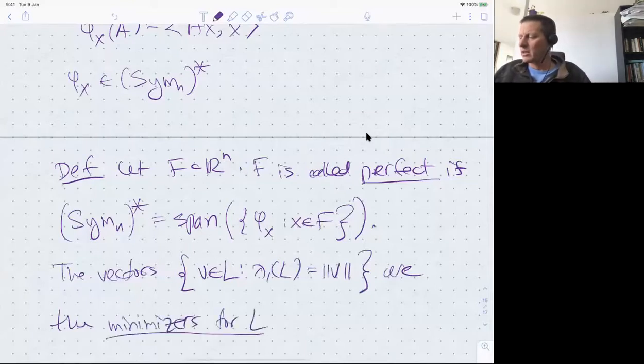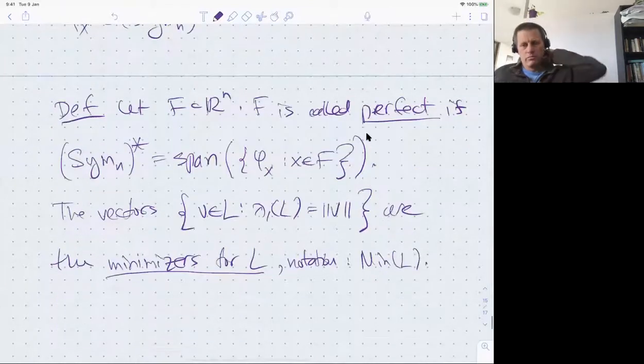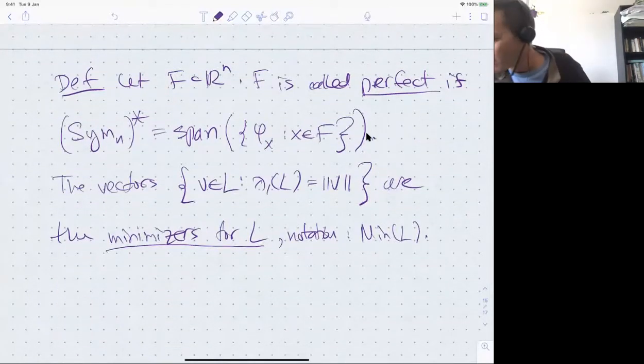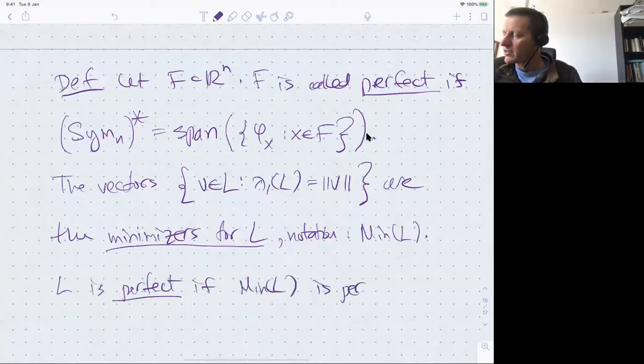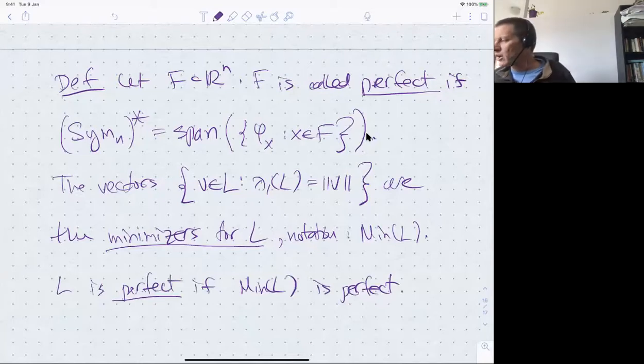For L, they're denoted by min of L. Some lattices have only two minimizers, the shortest vector and its negative, but some may have more, and this collection is called the collection of minimizers. Then L is perfect if min L is perfect as a collection of vectors in R^n. So that's the definition of a perfect lattice.